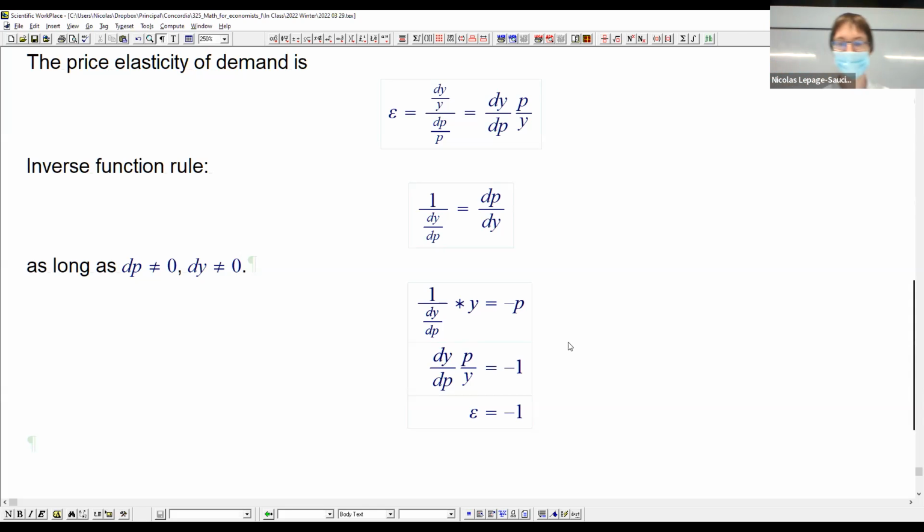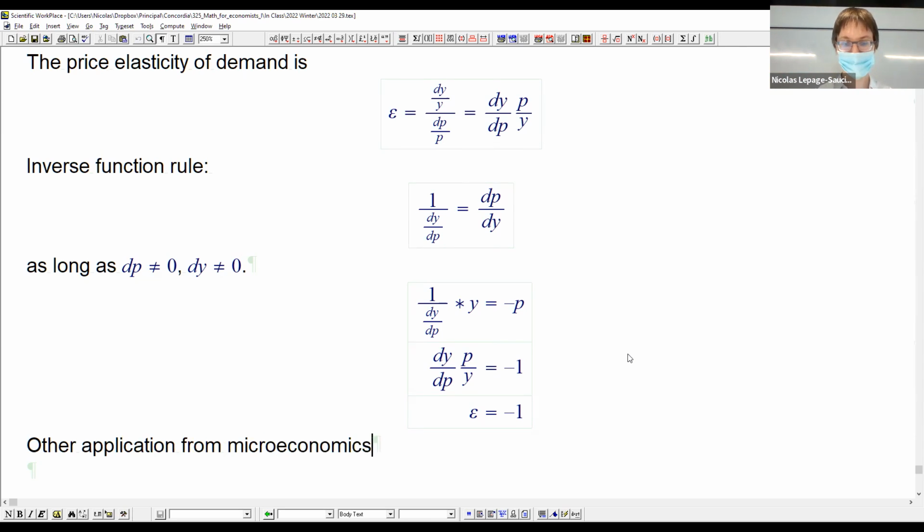Okay, another application. I'm going to let you think about it. Try to figure it out for yourselves, and then we can check it together. So you can think first. Okay. So another application from microeconomics.